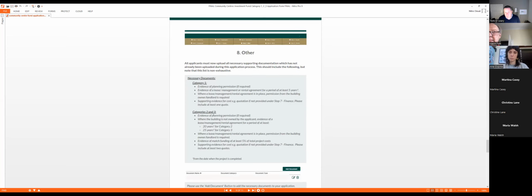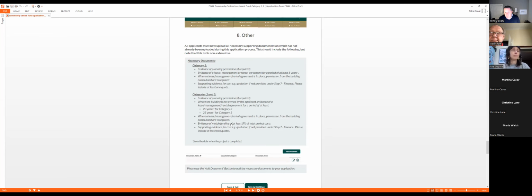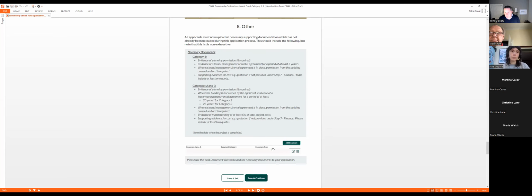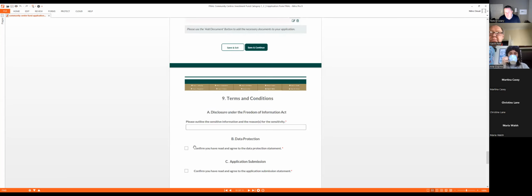And then if you've got category 2 or 3, you've got a planning permission. Again, if it's category 2 or 3, category 2, you have to have a 20 years minimum lease. Category 3 is a 25-year minimum lease. Okay. So they're very clear in terms of documentation, and you add your documents here. Okay. And you hit save and continue, and then you're basically ticking the boxes.